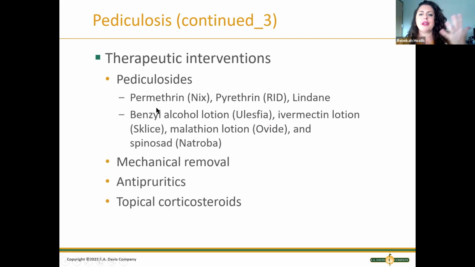What do we want to do? Well, we want to get rid of the lice, right? So we're going to use something like Nix, permethrin. We're going to be helping them either brush it out or get rid of it. And there's also other medications that can help to kill the lice or the eggs.